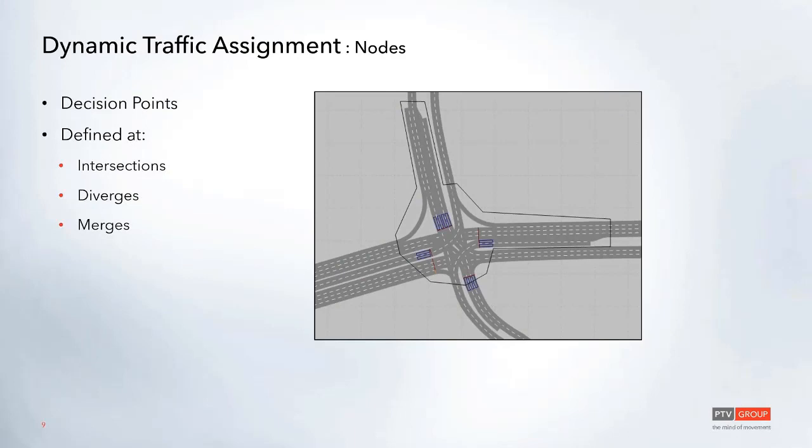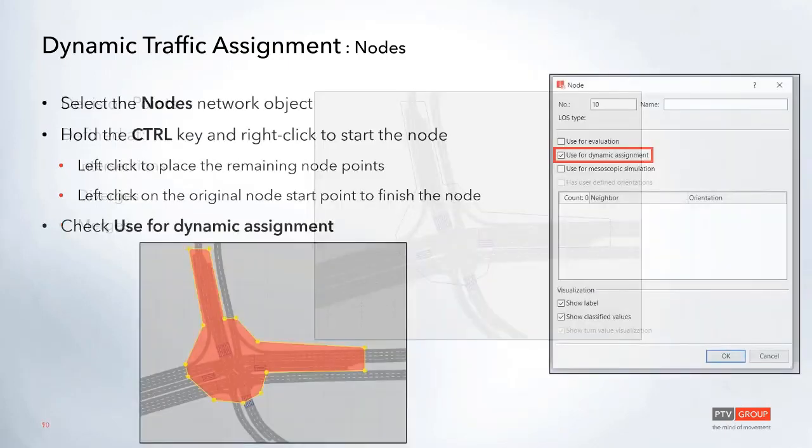All right, so let's take a closer look at all of these elements that need to be defined. First up is going to be nodes. Again, these are going to be placed at any decision points where vehicles will need to decide what their next choice will be. Nodes are really just a polygon that can be placed around any of these locations. For DTA, you'll need to place these at any intersections, making sure to include the turn bays, and then also at any diverge and merge points.